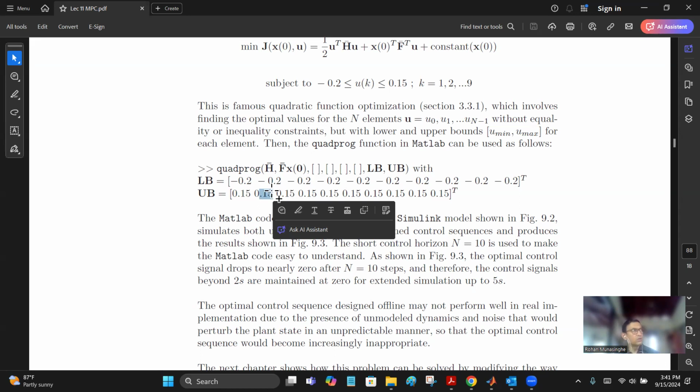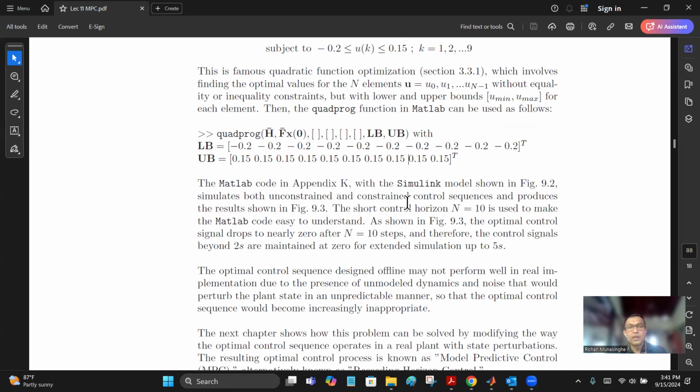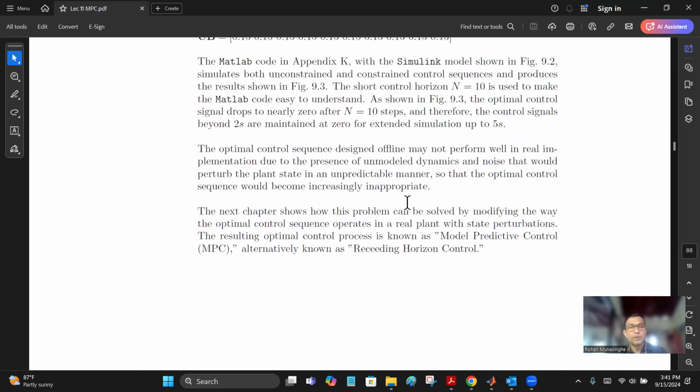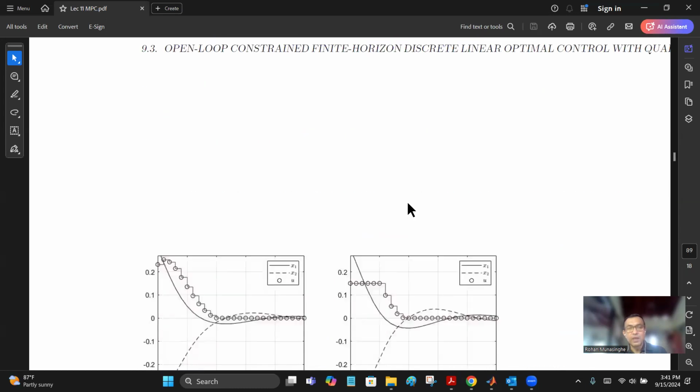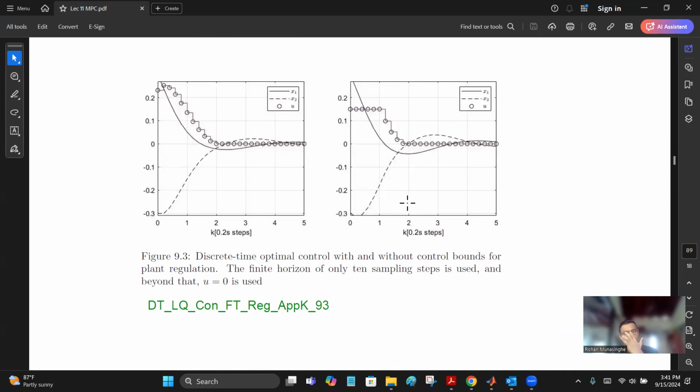But for whatever reason, I don't know what it is. If you have different lower and upper bounds at different stages of the control sequence, you can introduce that over here. Say, for example, for the first half you have these upper and lower bounds, and for the second half your upper and lower bounds are different. So you can introduce that over here, right? You just need to change numbers. All right. So then MATLAB runs and it gives you this kind of result.